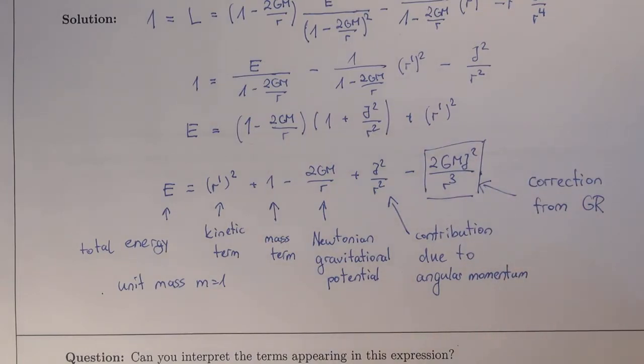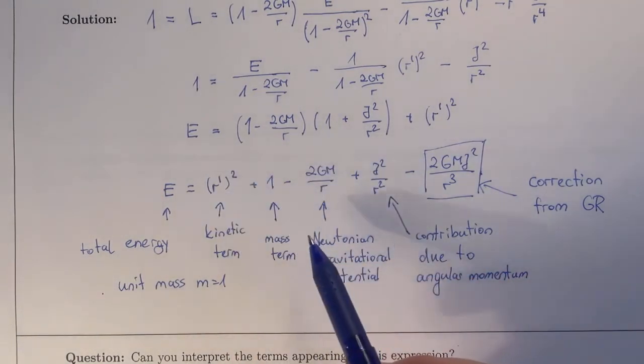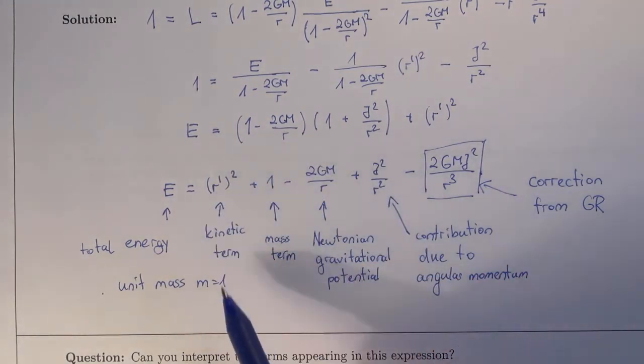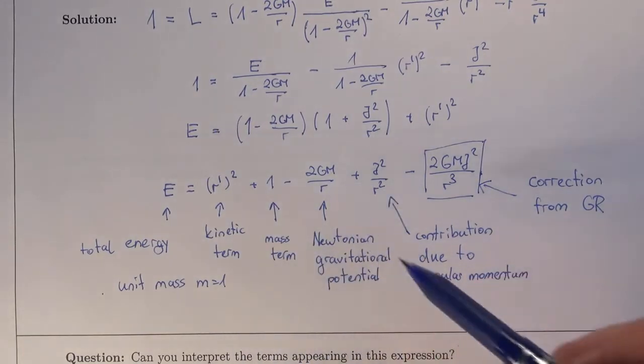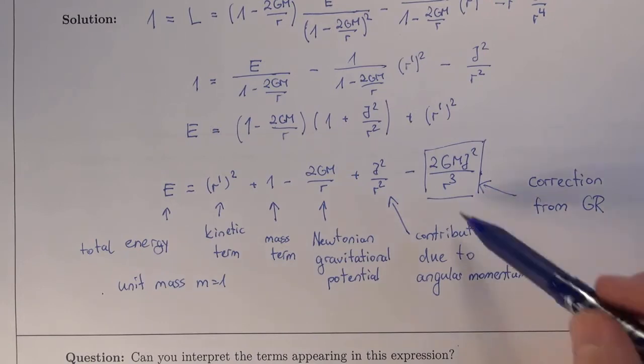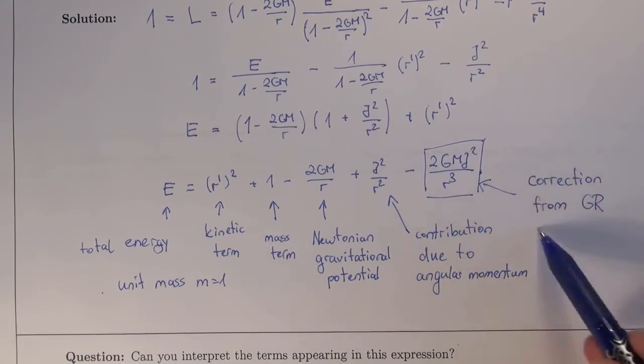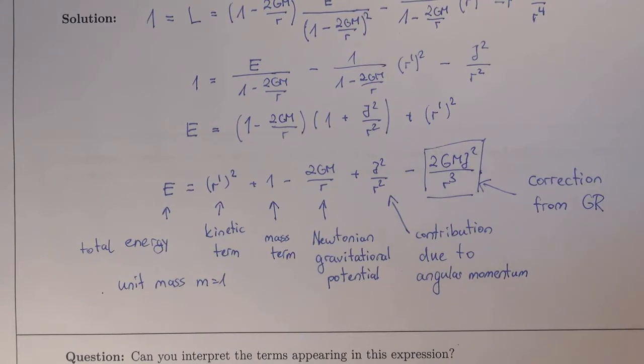So we see we can interpret all these terms, all the 4 terms here are purely classical. A kinetic term, a mass term, the classical gravitational potential and the contribution of angular momentum, but only the last one really says, okay, this is the correction to the motion that comes from GR and corrects our classical motion.